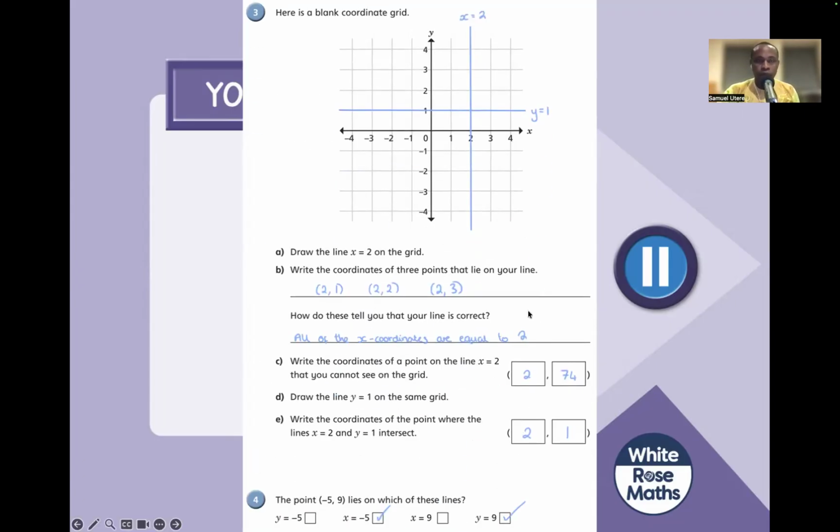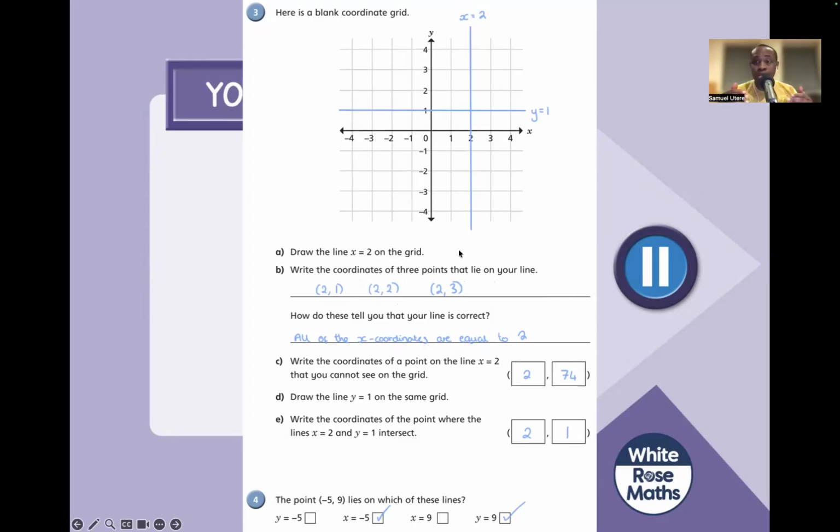So here, for question 3, here is a blank coordinate grid. And you can see here, you are asked to draw the line x equal to 2 on the grid. Well, the line x equal to 2 means x is always going to be 2. So just draw a vertical line through the number 2. And then next, you are asked to write the coordinates of 3 points that lie on your line.